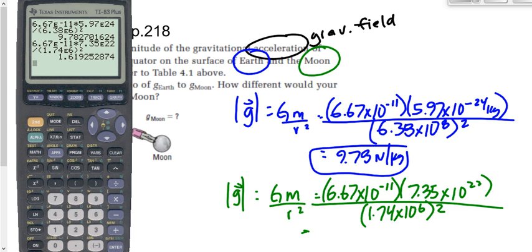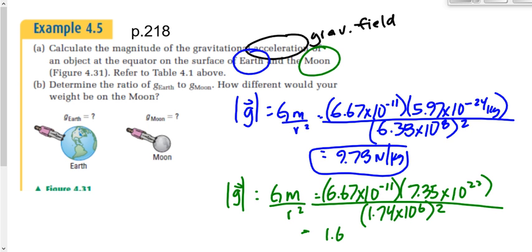Sure enough, we get 1.62. So Bree was right. She expected a smaller value, and we got a smaller value, quite a bit smaller.